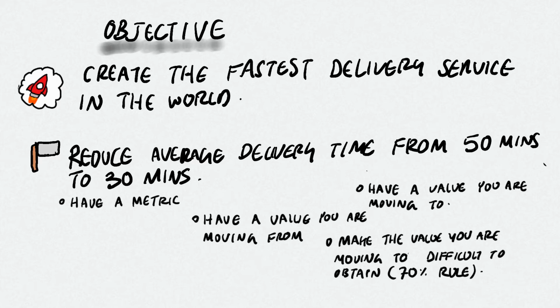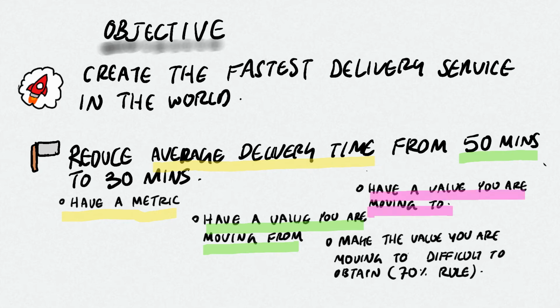The first rule is needing to have a metric, something you can tangibly measure. I highlighted our metric in yellow so that you can get a good picture. The second rule is moving from a baseline value. I highlighted the baseline value we are moving from in green. This value should be a realistic representation of where your current company or team performance sits.